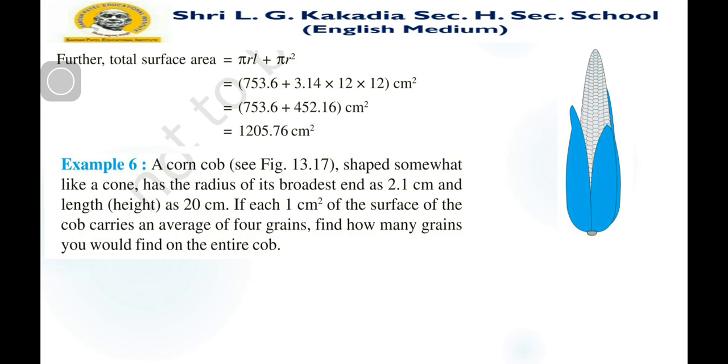So here it is given that on an area of 1 centimeter square, it carries 4 grains. We know that the grains are on its surface area, the curved surface area of the cone. So we have to find the curved surface area of this corn cob. Then we can solve how many grains are there. So let me first find the curved surface area, and after that we can find how many grains are there.